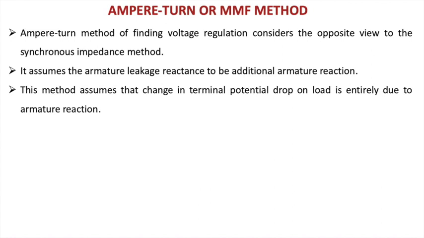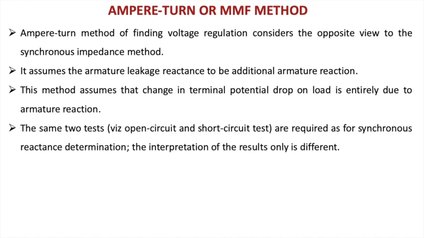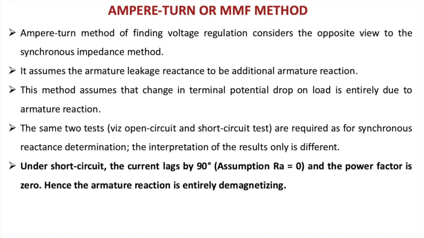This method assumes that the change in the terminal potential drop on the load is entirely due to the armature reaction. And then the same two tests, open circuit test and the short circuit test, are required as for the synchronous reactance method, but the interpretation of the results will be different. Under short circuit condition, the current lags by 90 degrees, assuming that Ra, the armature resistance, is 0, and the power factor is also 0.